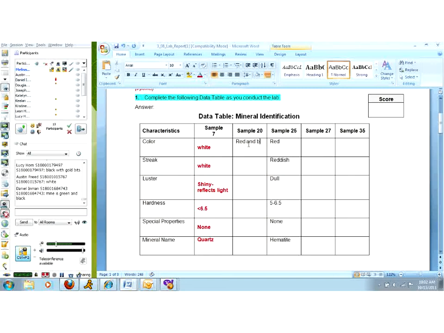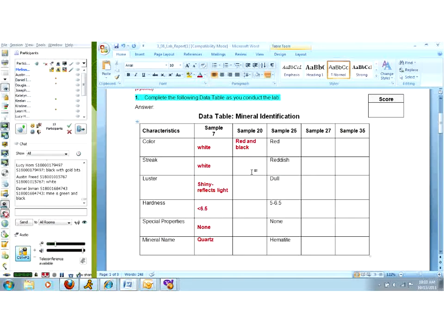So I'm going to put red and black. You put whatever color yours is. If you don't have yours at home, you're just going to put in what I have. Red and black. Okay. Now, once you have color, we're going to do streak.